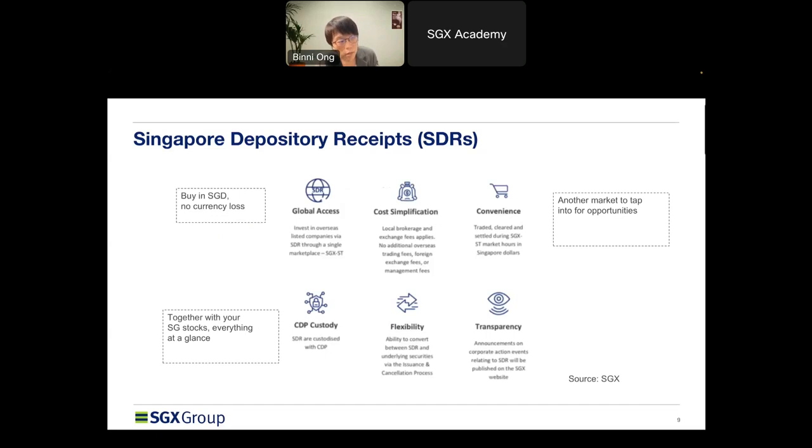There are a few benefits of looking into SDR. Number one is that apart from global access, cost, simplification and convenience, if you really look at the logistics, it means that you do not need to open an account elsewhere. Everything would be under your current arrangement. If you have a stockbroker with a portfolio of stocks, you don't need to open another new account. When you get a statement, you don't need multiple statements, because the SDR would be housed in the CDP together with your other stocks. So you get everything at one glance. You don't need to go all over the place.